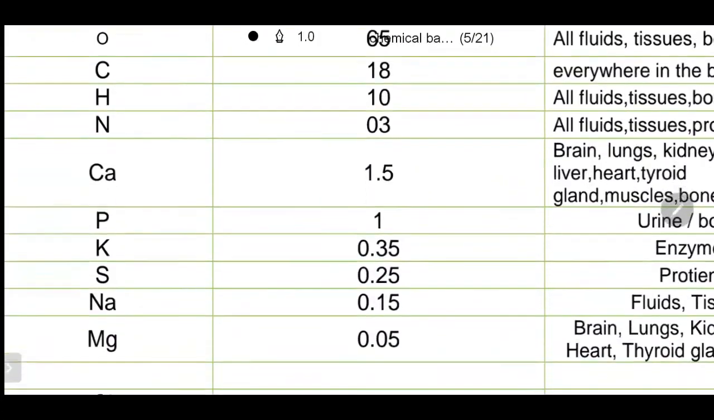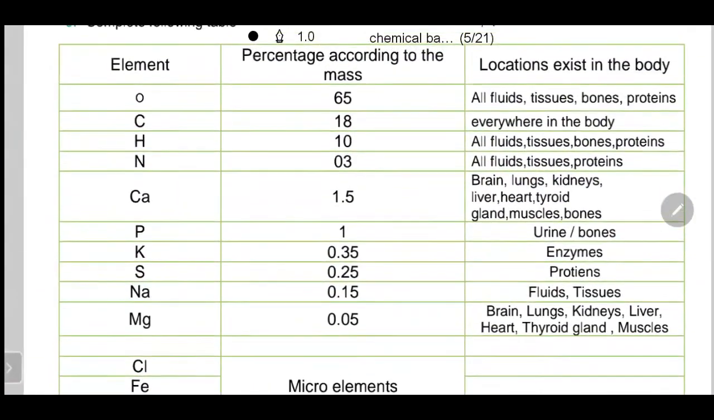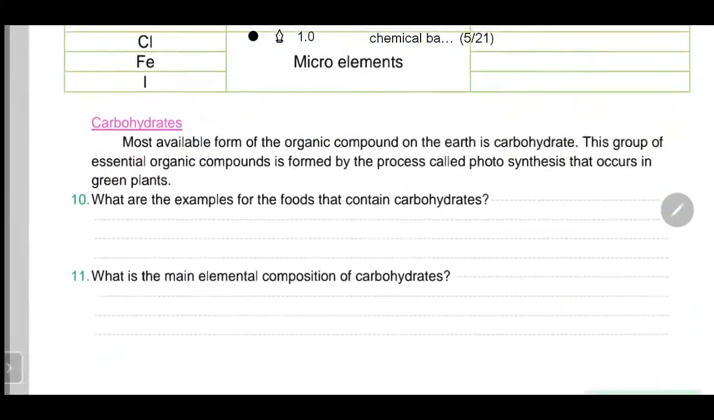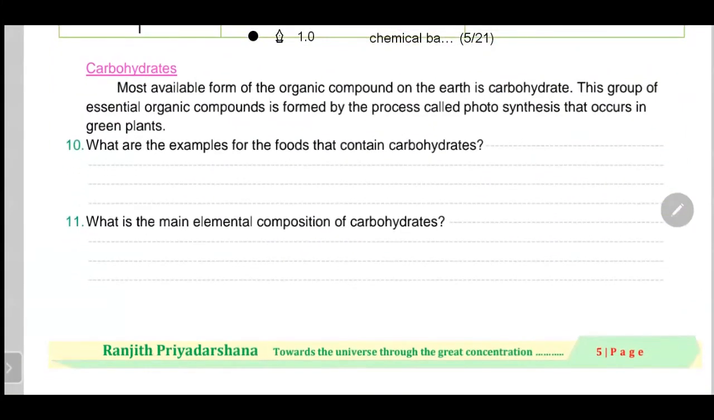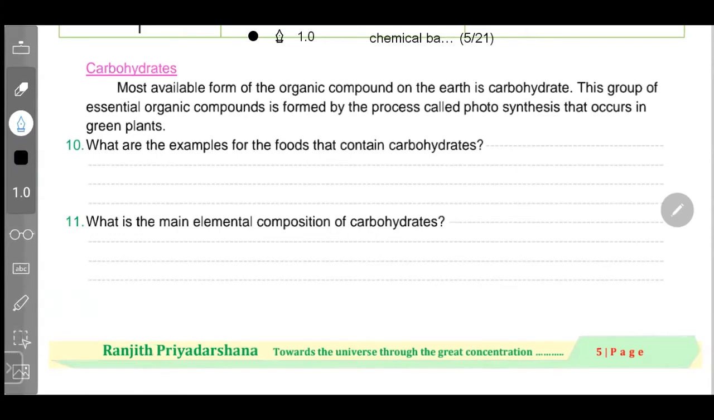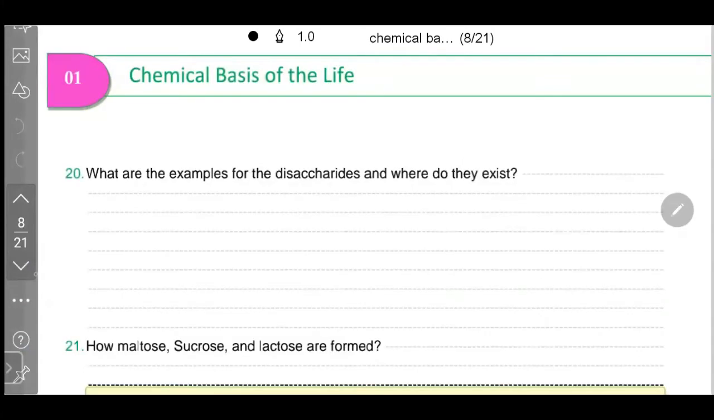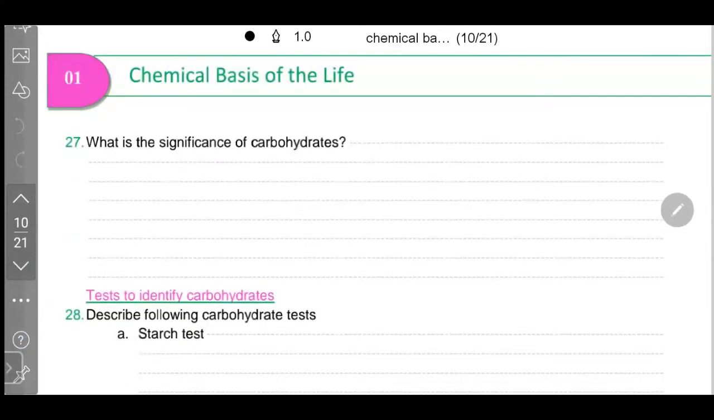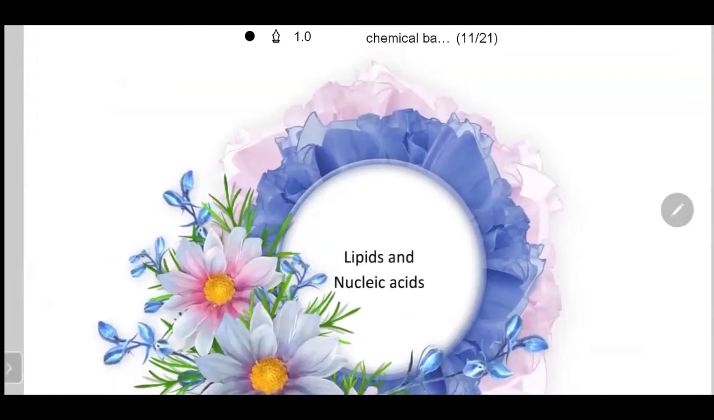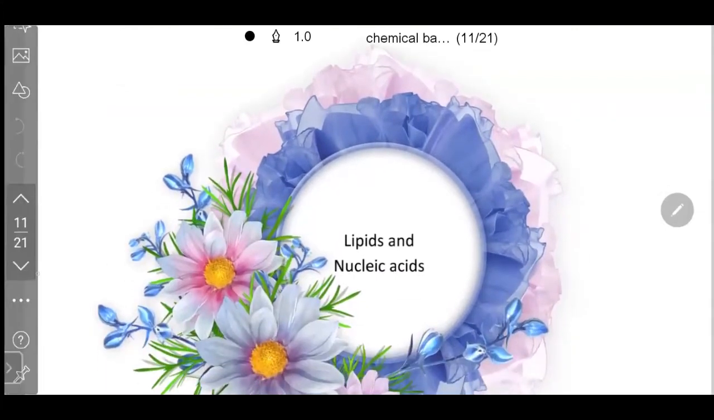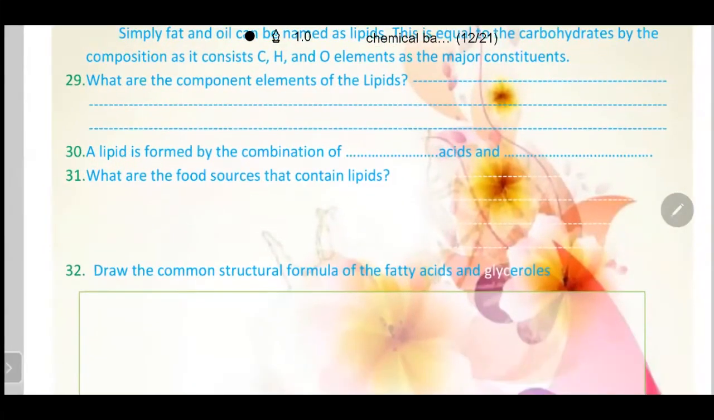That's what you have learned. There's a little description as in your textbook. So carbohydrate, I'm not going to do that. Okay, next, lipids, I'm not going to do that now because they're very easy. I'm going to do nucleic acids. After doing this, you can answer the questions. Okay, chemical lipids, nucleic acids. Okay, so another unit I have combined them together.